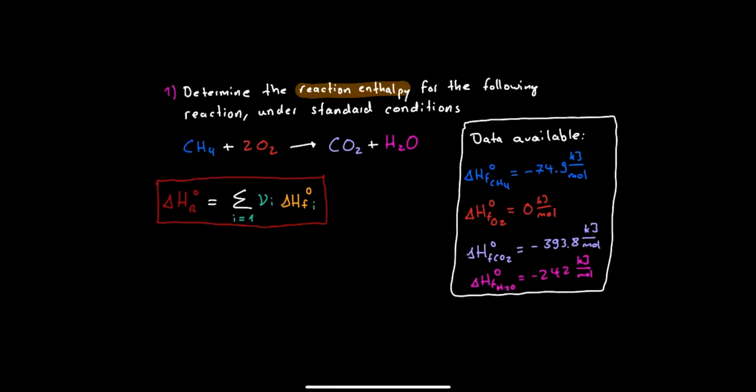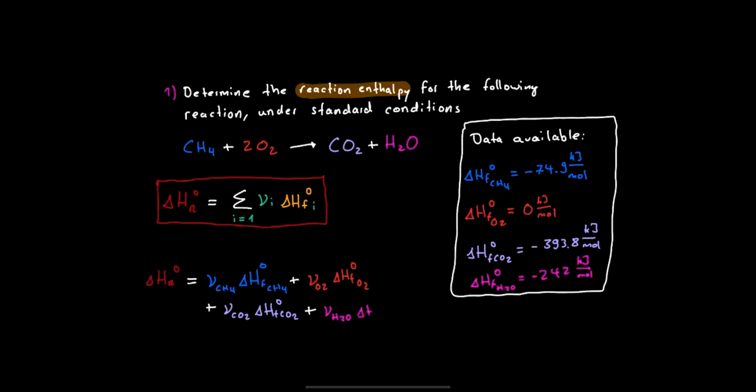For the reaction given by the task, this would mean that delta HR is equal to the stoichiometric coefficient of methane times the enthalpy of formation of methane, plus the stoichiometric coefficient of oxygen times the standard enthalpy of formation of oxygen, plus the stoichiometric coefficient of carbon dioxide times the standard enthalpy of formation of carbon dioxide, plus the stoichiometric coefficient of water times the standard enthalpy of formation of water.